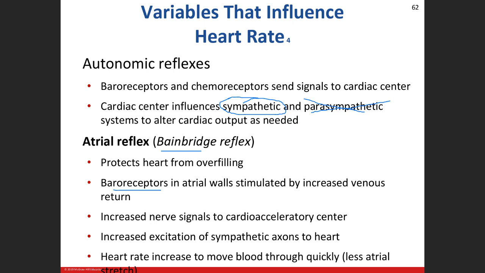So what happens if the heart gets too much blood? It's going to signal the cardioacceleratory center to pump out that blood. So we're going to increase the heart rate. And by doing that, we're going to stimulate the heart to beat faster, and that's going to increase the amount of blood that moves through the heart. And as a result of that, the atrial stretch decreases.